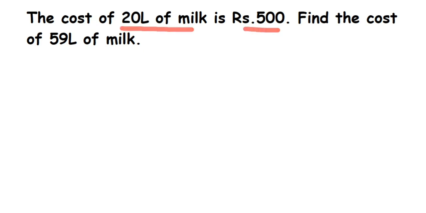What will be the cost of 59 liter? So in this type of question, we're gonna use unitary method. Unitary method means we're gonna find out for one value and then we're gonna find out for the rest of it. Now let's start on what is given here.